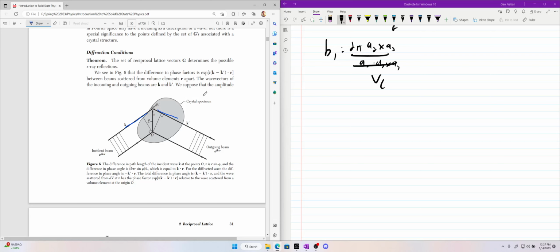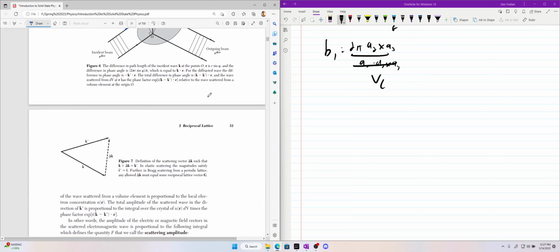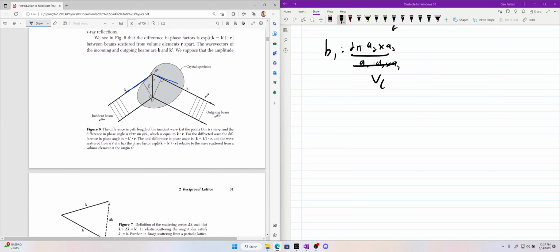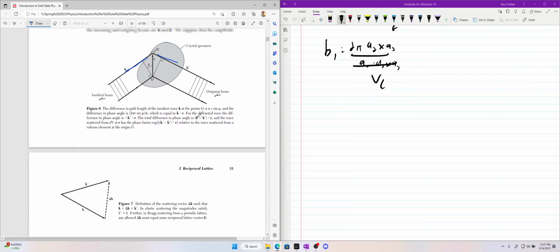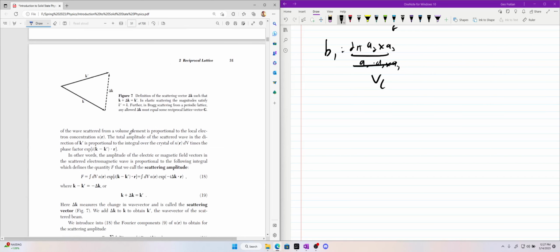So let's suppose that the amplitude of the wave scattered from a volume element is proportional to the local electron concentration n of r. Then the total amplitude of the scattered wave in the direction k prime is proportional to the integral over the crystal of n of r dV times the phase factor exponential.